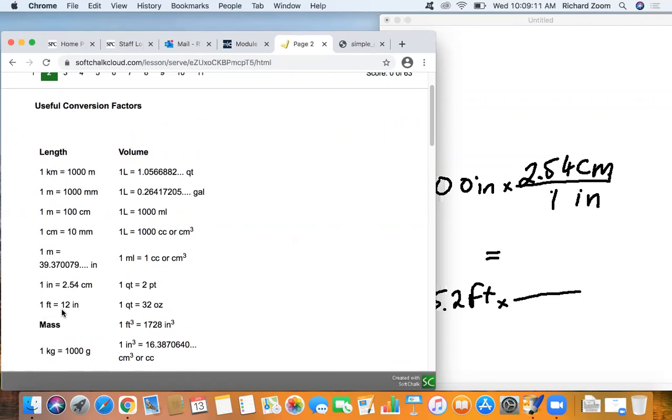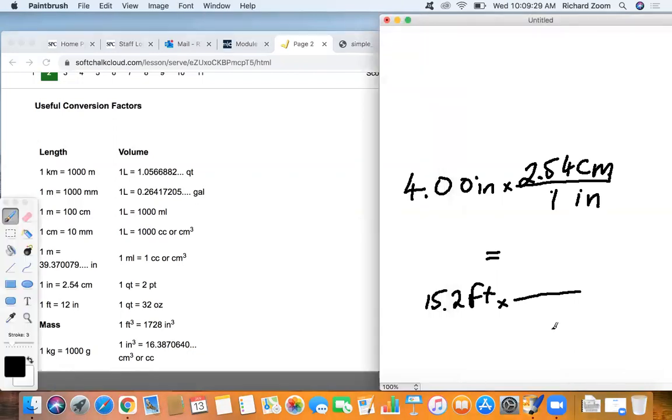What I see here is 1 foot is 12 inches, but I also see 1 inch is 2.54 centimeters. So what I'm saying is that we need some kind of unit that links the two units we're looking for. In this case, it's going to be inches. So that's how I know I would definitely need to do two steps here for this specific problem. So I do times and a line, then another times and a line.